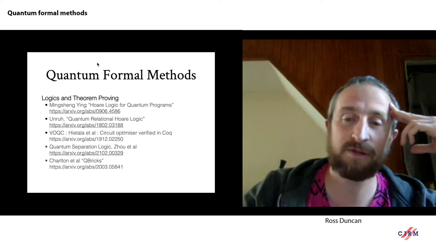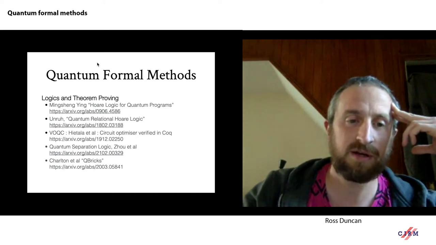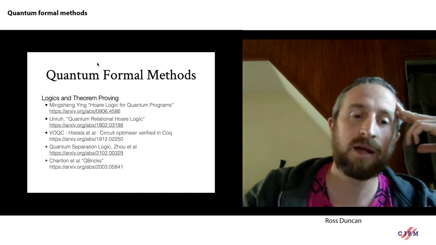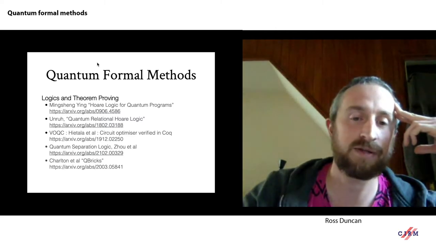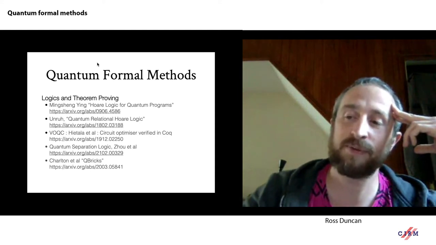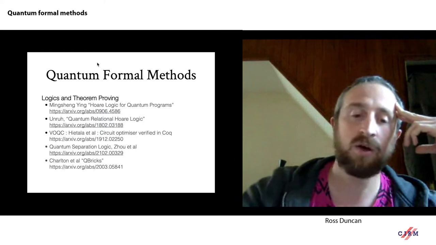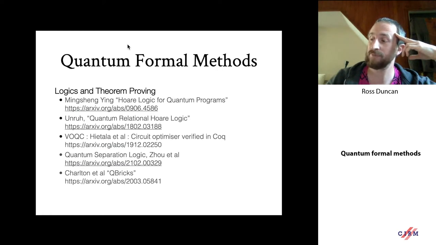There is a very nice piece of work called VOQC, or "Vox", I think they pronounce it, from Hietala et al., looking at different circuit optimization techniques, which they have proved correct in Coq. This is a particularly interesting area from my perspective because the main thing which an optimizing compiler does is transform one circuit into another circuit, and it had better be equivalent to the circuit you started from, otherwise you're not really helping anything.